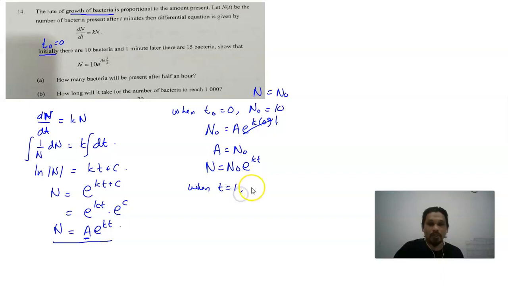And 1 minute later, when T equal to 1, the current number of bacteria is 15. The initial is 10, at the beginning of the experiment N is 10. After 1 minute, the number increases from 10 to 15, meaning there are an additional 5. So the current number of bacteria, which is 15, equals N naught e power of K times T, with T equal to 1. N naught equal to 10 here.